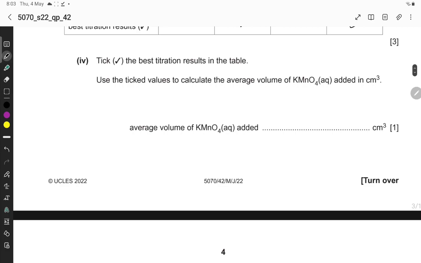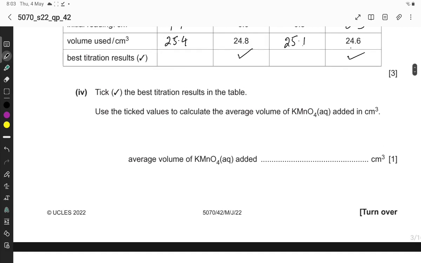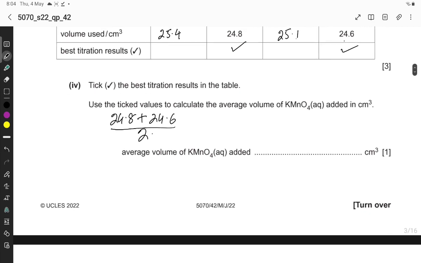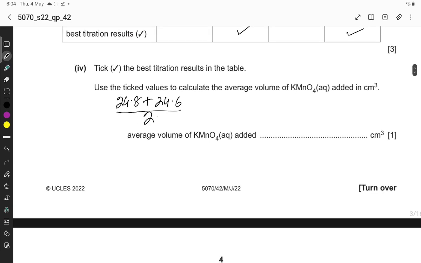Use the ticked values to calculate the average volume of KMnO4 added in centimeter cube. So this is 24.8 plus 24.6 divided by 2. The answer is 24.7.